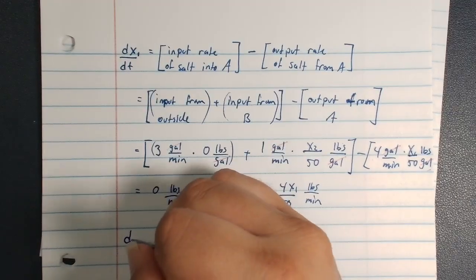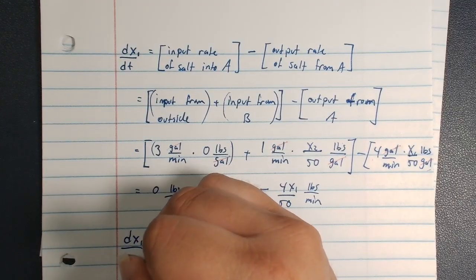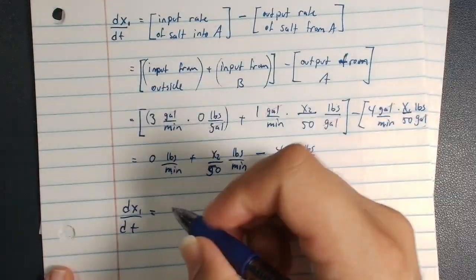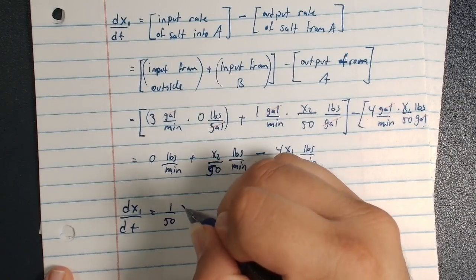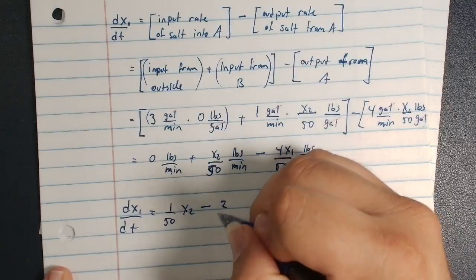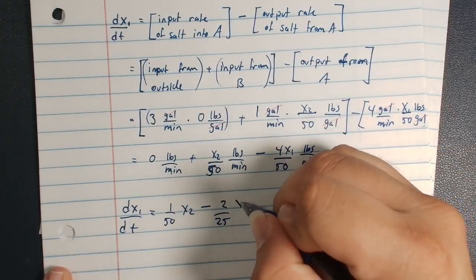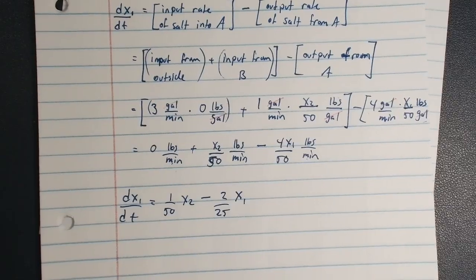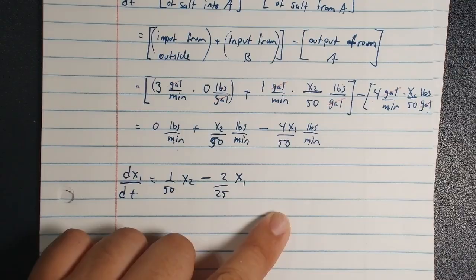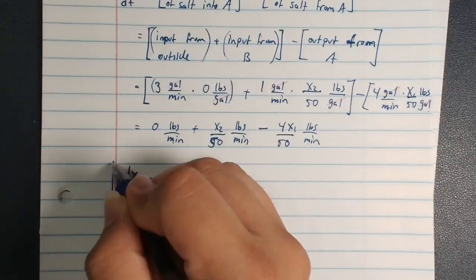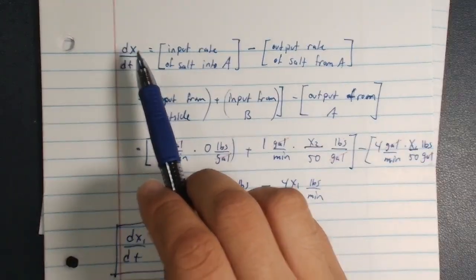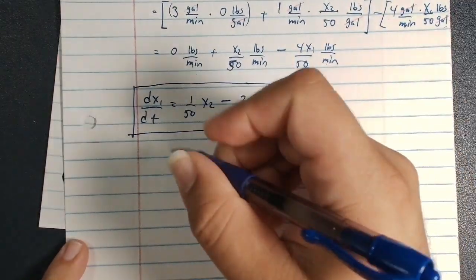We just remember everything's in pounds per minute, and we don't bother writing these. So what we have as our model is dx1/dt equal to, we're going to leave off the 0, 1 over 50 times x2 minus 4 over 50 x1. I can write that as 2 over 25 x1. So dx1/dt = (1/50)x2 − (2/25)x1. So we have a single equation with 2 variables. Oh, well, that's no good. You can't solve that, right? But that's why it's a system of equations. This is one member of our system. Let's go ahead and find the other member.